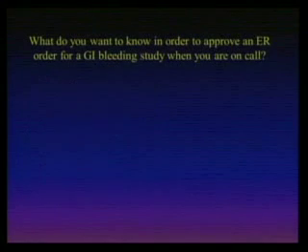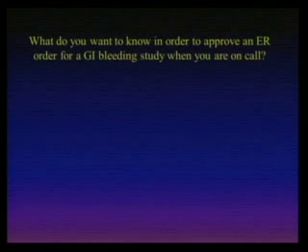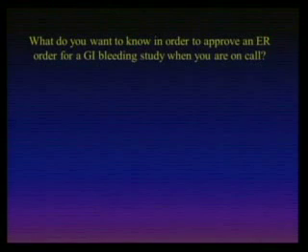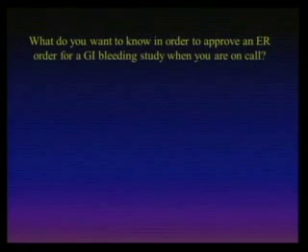Okay, GI bleeding is another common study they will order. So they call you, say, I want a GI bleeding study. What do you want to know before you say yes? Well, I want the patient to be stable first, and then I want the patient to be actively bleeding. Okay. And how can you tell the active? What else do you want to know?